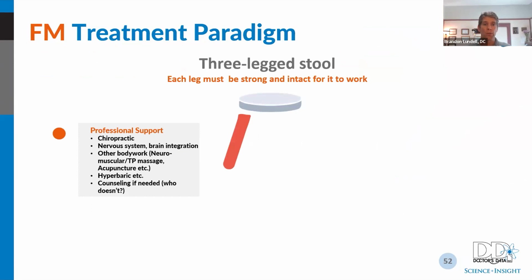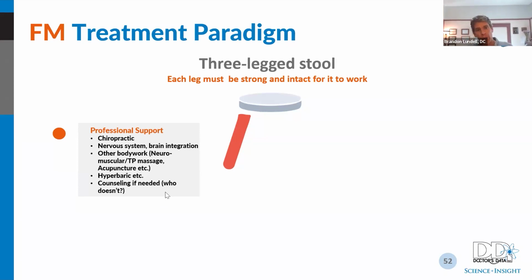I always use this three-legged stool treatment model, because if any one leg is missing or weak, the whole stool is going to fall. Everything that you're doing is going to be relatively ineffective. Doesn't mean you're going to hurt the patient necessarily, but you're not getting them as well as they're wanting to get.